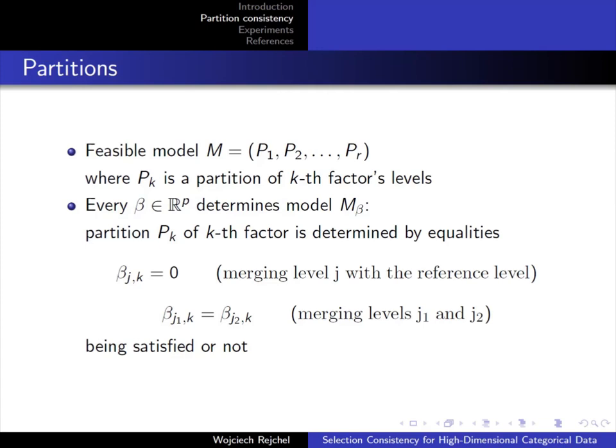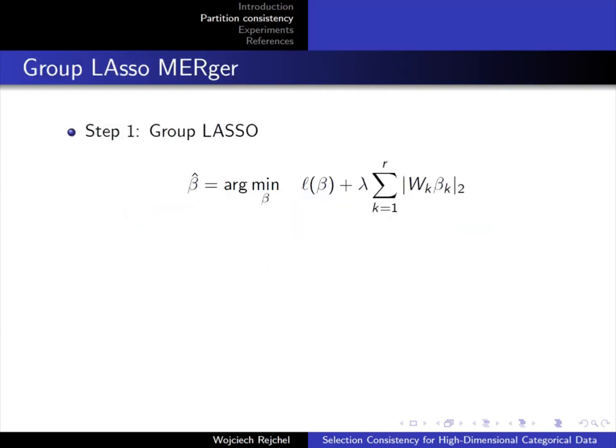Okay, so this is how every vector determines a model. Our algorithm is as follows. It is called group lasso merger because it has two steps. The first one is group lasso, and then we use the group lasso to merge levels. So this is something like a modification of group lasso, let's say. So our first step is computing group lasso.